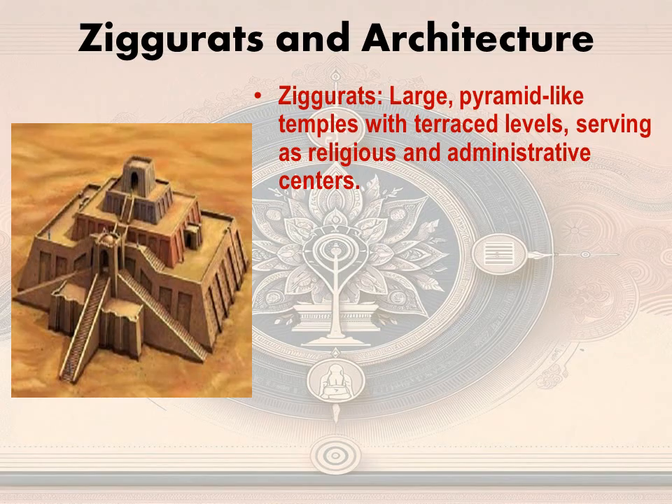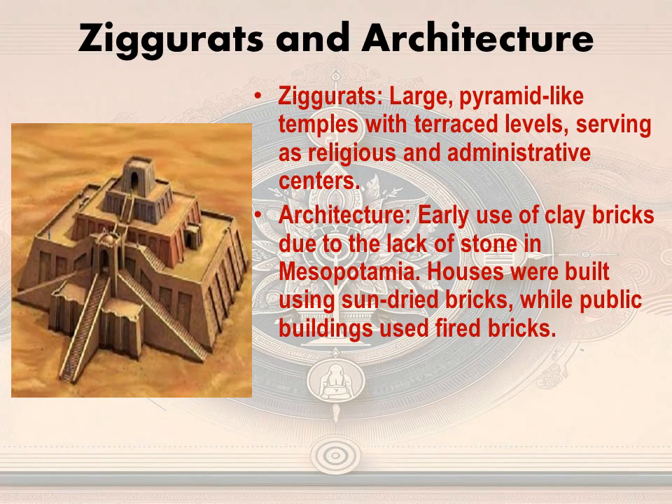Therefore it is called a pyramid-like temple with terraced levels, serving as a religious and administrative center. We have already said that this was supposed to be the home of God, and also since the influential people used to come here, it used to be an important center of management, hence an administrative center also.